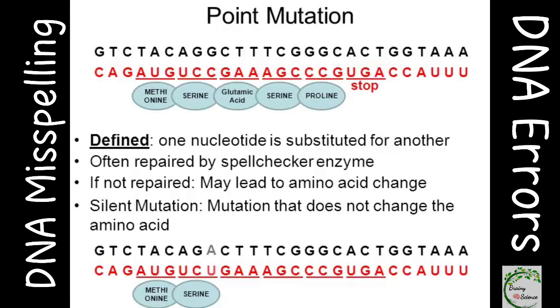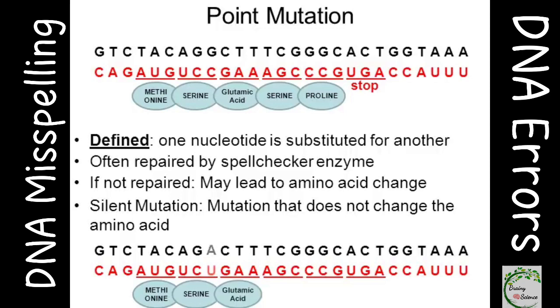This is what we mean by a silent mutation. There's a clear misspelling, but it's silent in that there's no impact. The person got lucky because the amino acid has not changed. UCC and UCU, they are both codons for the amino acid serine.